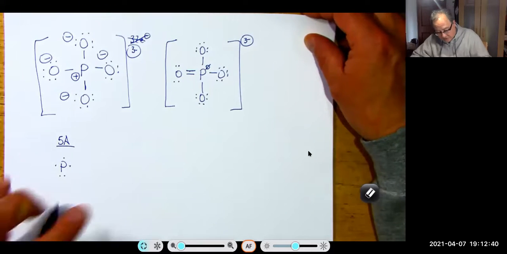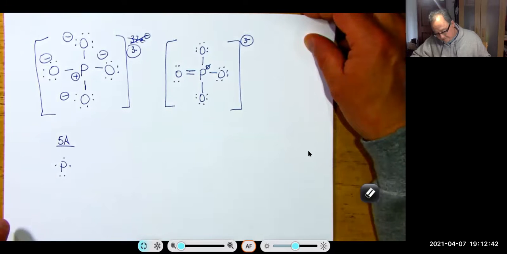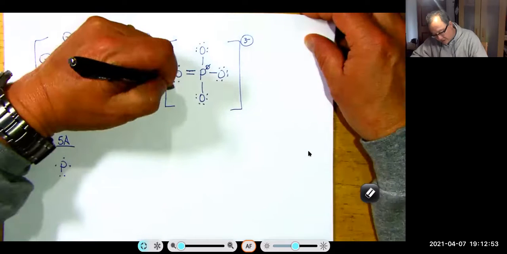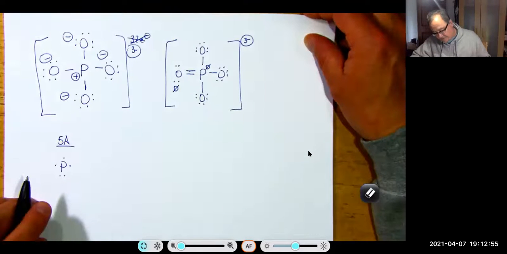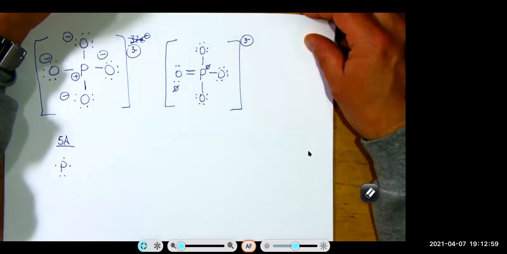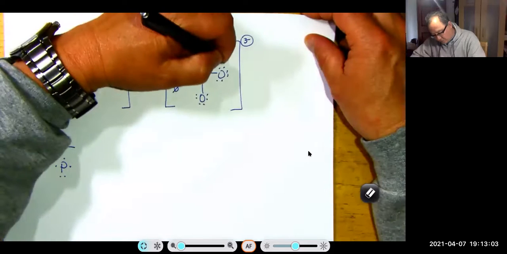How about that oxygen with the double bond? The oxygen with the double bond, 1, 2, 3, 4, 5, 6. Yeah, that's also 0. Okay, how about an oxygen with a single bond? Yeah, so all the oxygens with the single bond are actually negative. 1, 2, 3, 4, so negative 1.